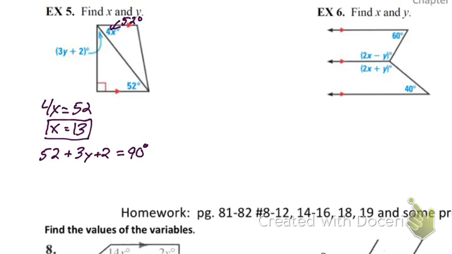Now we do some math. Yeah, 54. Or 90 minus 54 equals 3y, and then that's 36, and then y equals 12. Look at it. I know, right?